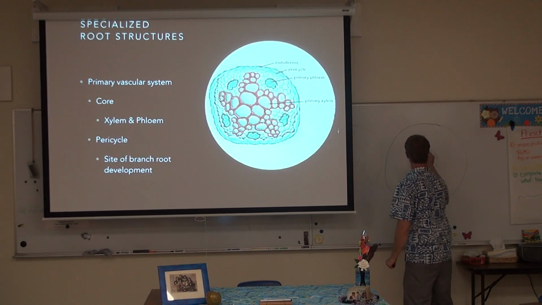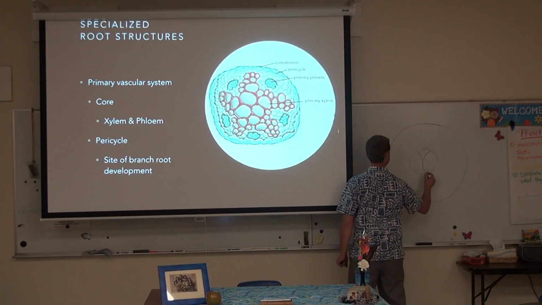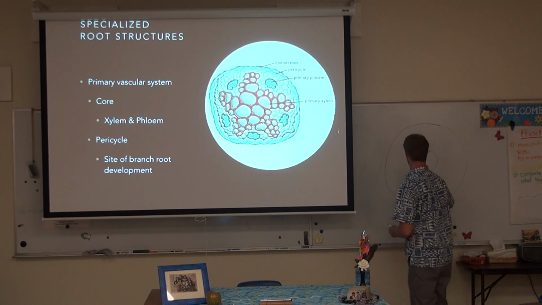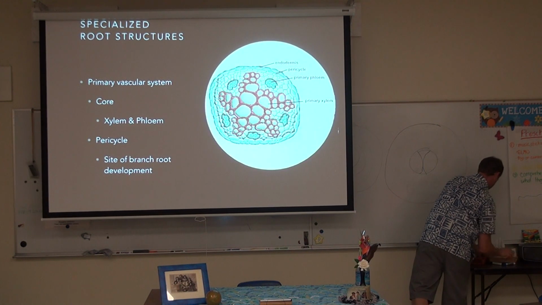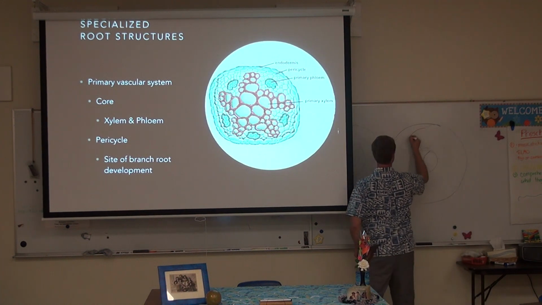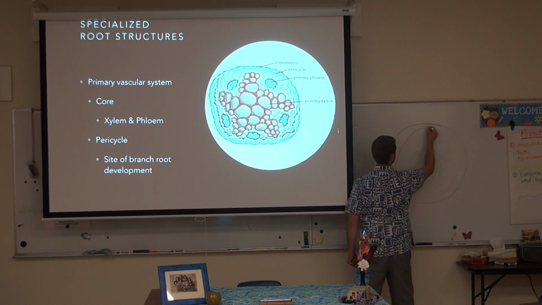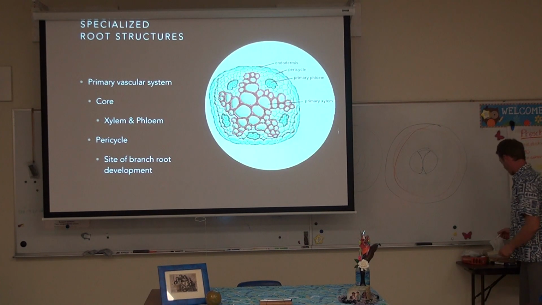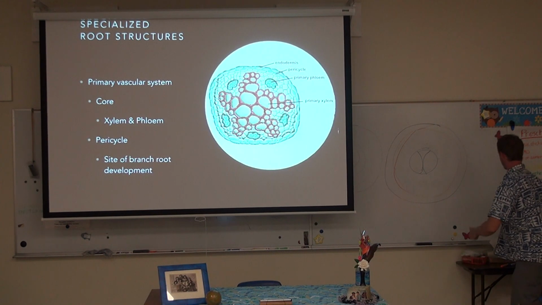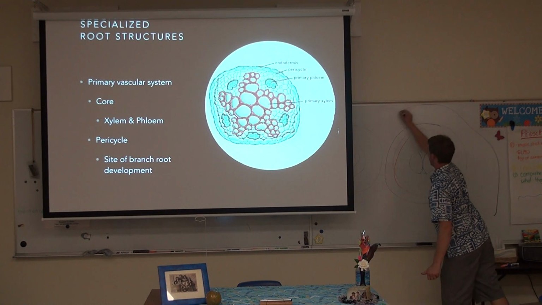So we have our core, right? Xylem and phloem, right in the middle. And then we have our pericycle nearest the outside. Kind of in this region, right? And then of course we have all this cortex on the outside.